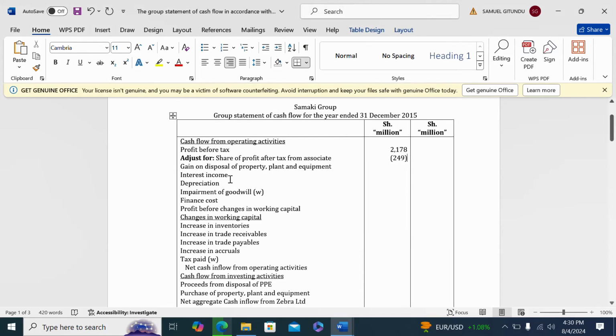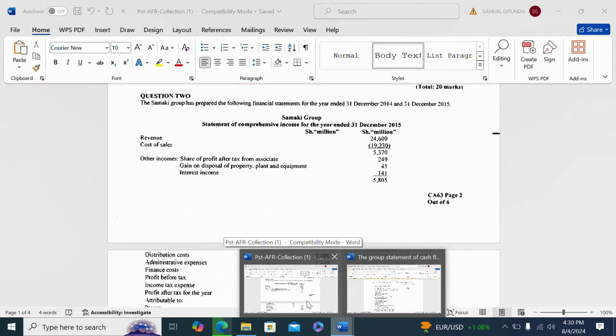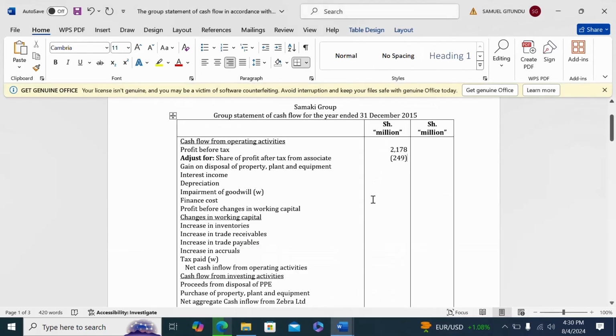Then the gain on disposal of property, plant, and equipment. How much was it? We can quickly check. The gain was 45 million, so we also deduct 45 million. Then interest income. Remember, interest income usually comes from investment, so that is not an operating activity. So interest income, we also deduct, it is 141.